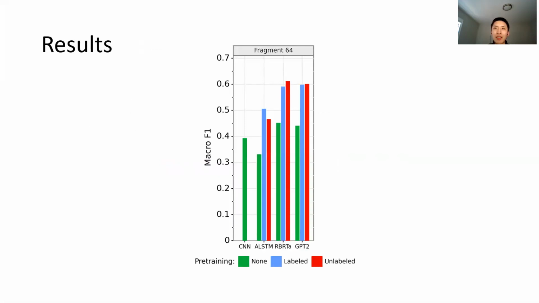Here are the results. The figure shows the performance of 4 different models. For each model, the different colored bars show the effects of different pre-training conditions. There are 2 things to notice about this figure. The first is that pre-training helps a lot. As we go from the green to the blue and the red bars, you can see that the results significantly improve. Also, the transformer models perform the best.